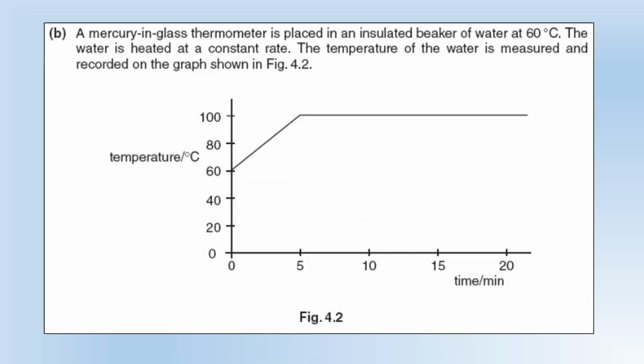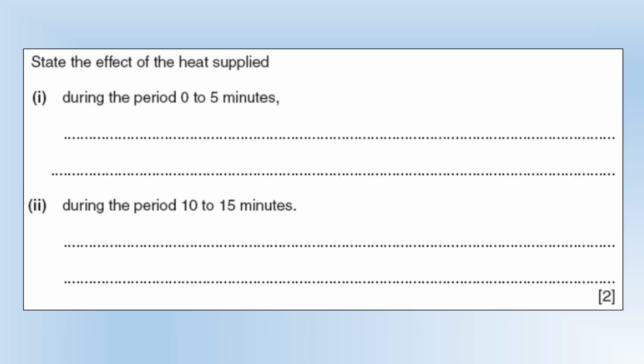So a mercury-in-glass thermometer is placed in an insulated beaker of water at 60 degrees. The water is heated at a constant rate, and what that means is we're supplying thermal energy the same amount every second. The temperature of the water is measured and recorded on a graph. Okay, so this is our graph. State the effect of the heat supplied during a period of 0 to 5 minutes.